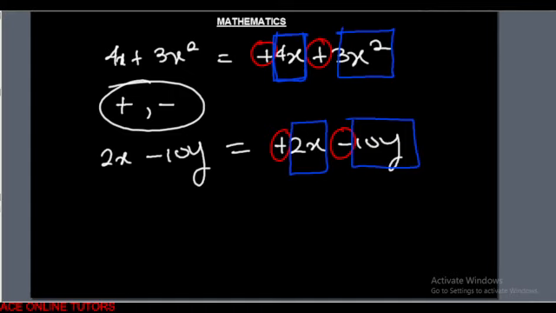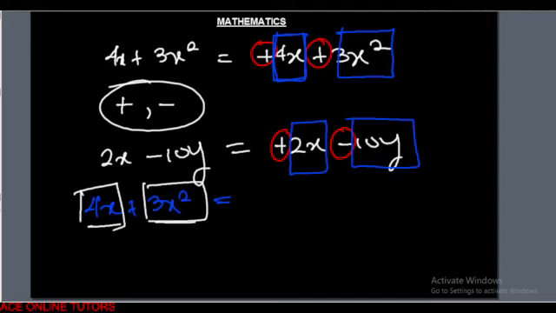Now, after knowing the number of terms, it's going to be easy for us to factorize. So we have 4x plus 3x squared. How do we factorize this? You just look for what is common within the terms. Since you already know that this is a term and this is also a term, you look at this term. What does it have in common with this term? You see that both of them contain x. So that means x is something that is common. So you bring out your x in the outside bracket.